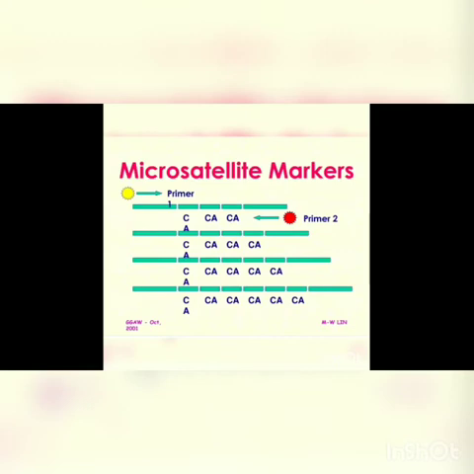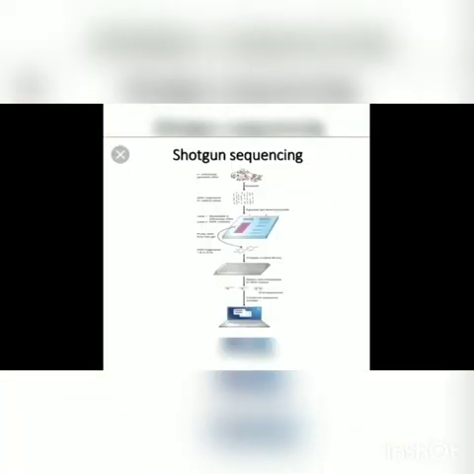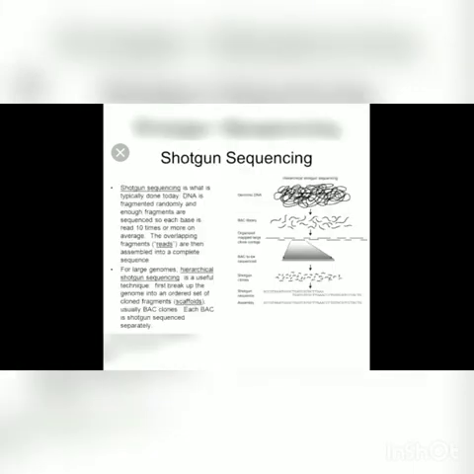The latest method of sequencing even longer fragments is a method called the shotgun sequencing method. There are two methods: one is the microsatellite, another one is the shotgun sequencing method using supercomputers, which has replaced the traditional sequencing methods.